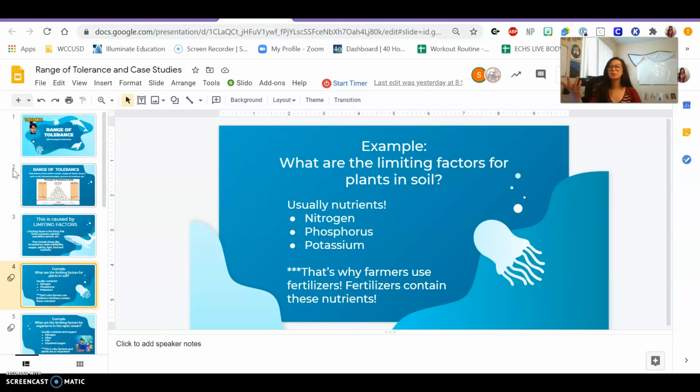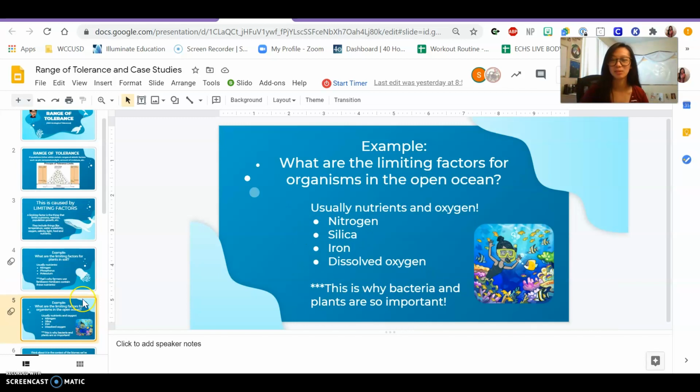I asked you all what some of the limiting factors are that plants experience in the soil. The answer is nutrients, things like nitrogen, phosphorus, and potassium. This is also the reason why we use fertilizers. Fertilizers contain all of these nutrients, and we add them to the soil when there are not enough. But it can also cause a whole host of problems.